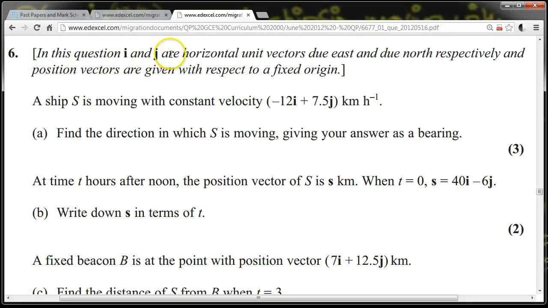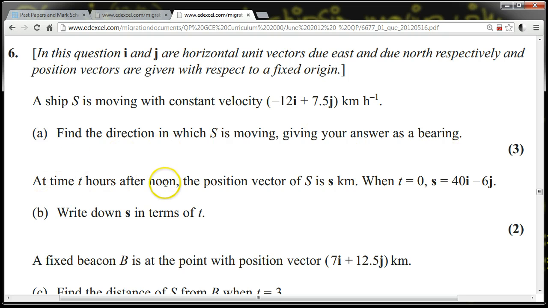In this question, i and j are horizontal unit vectors due east and due north respectively, and position vectors are given with respect to a fixed origin. A ship S is moving with constant velocity, minus 12i plus 7.5j kilometers per hour. Find the direction in which S is moving, giving your answer as a bearing.